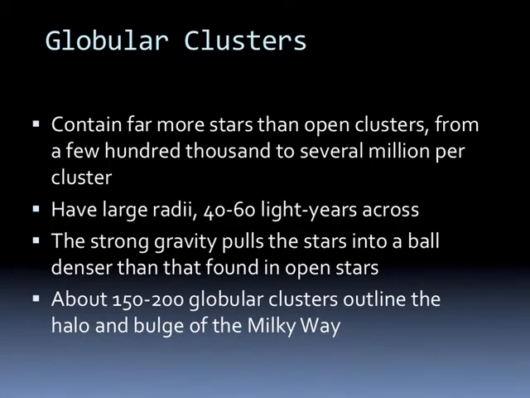Globular clusters contain far more stars than an open cluster, from a few 100,000 to several million per cluster. They have large radii, maybe 40 to 60 light years across, and a strong gravity pulls the stars into a ball denser than that found in open clusters. About 150 to 200 globular clusters outline the halo and bulge of the Milky Way.